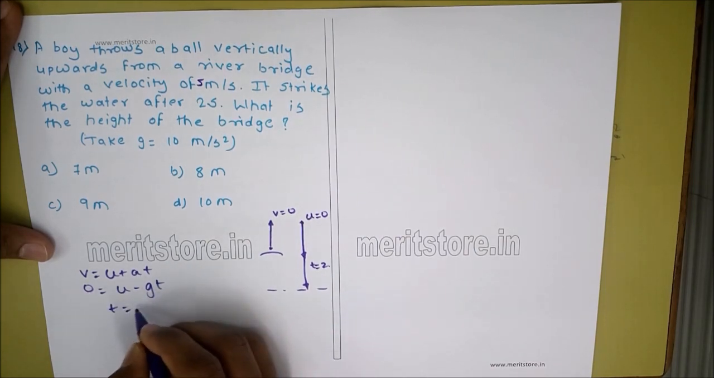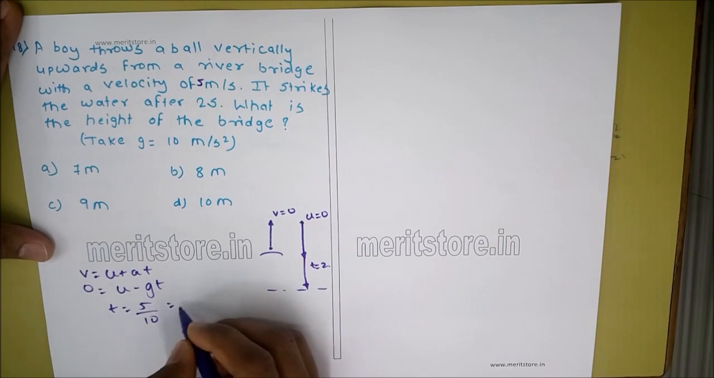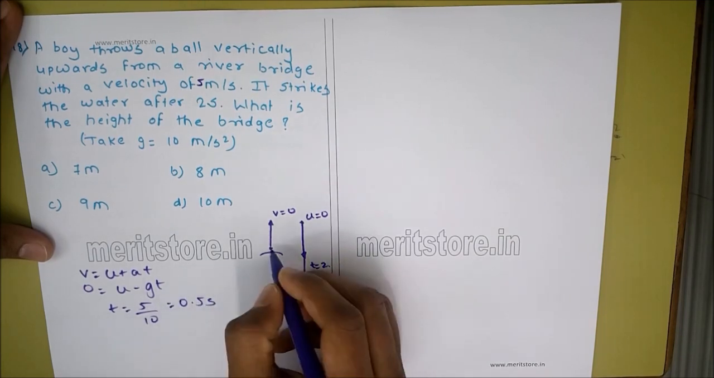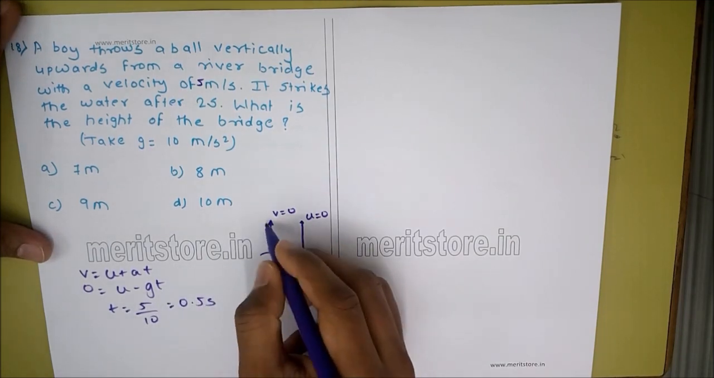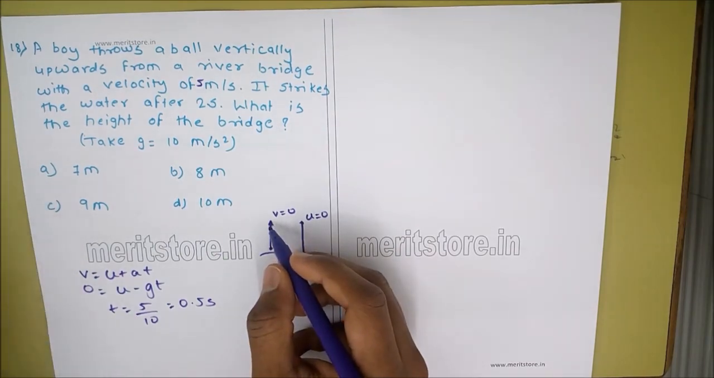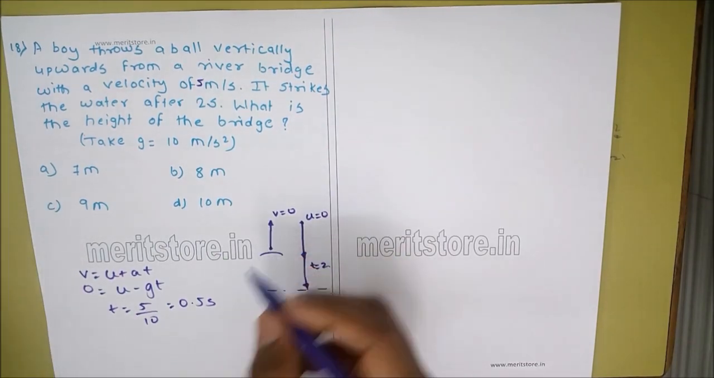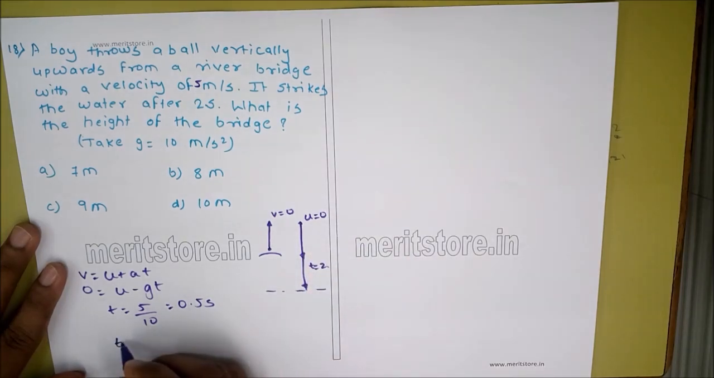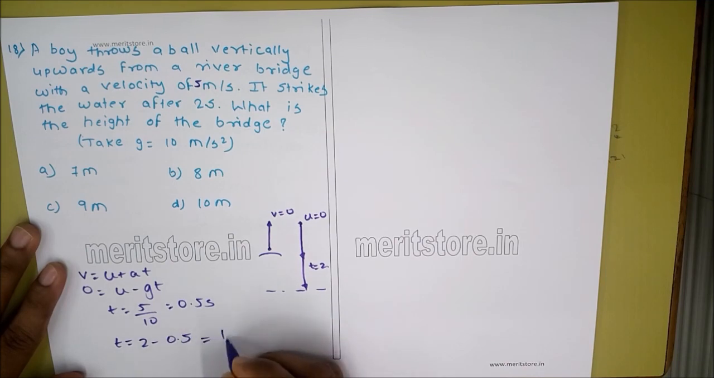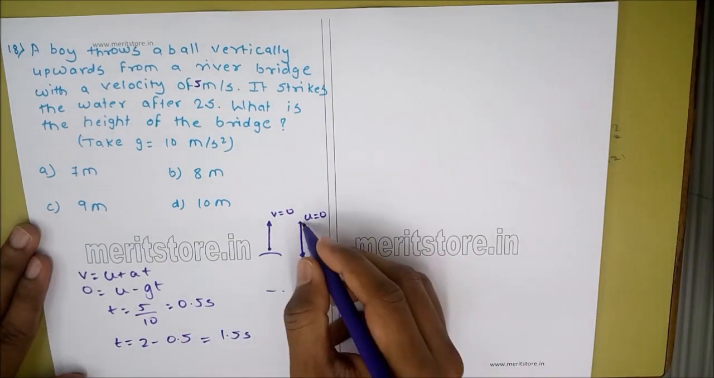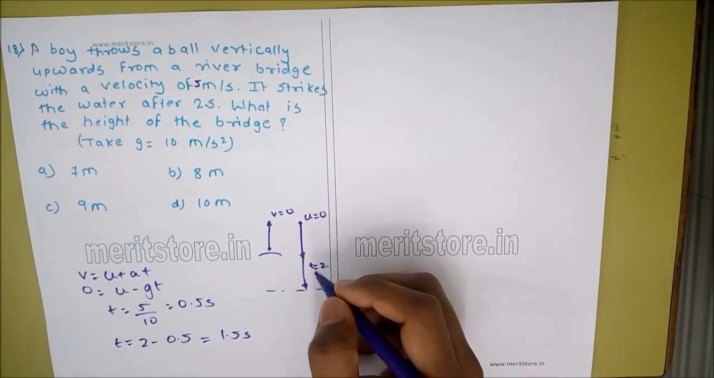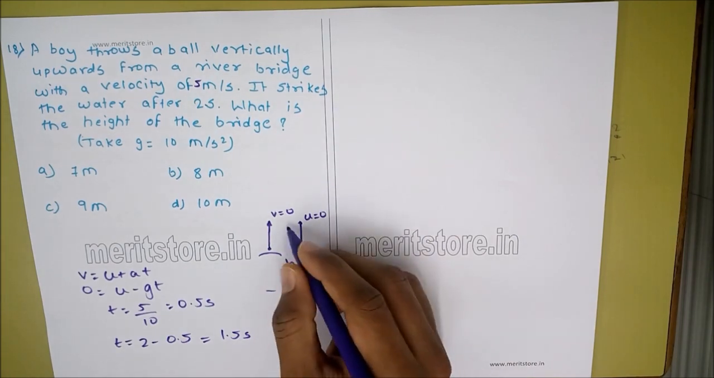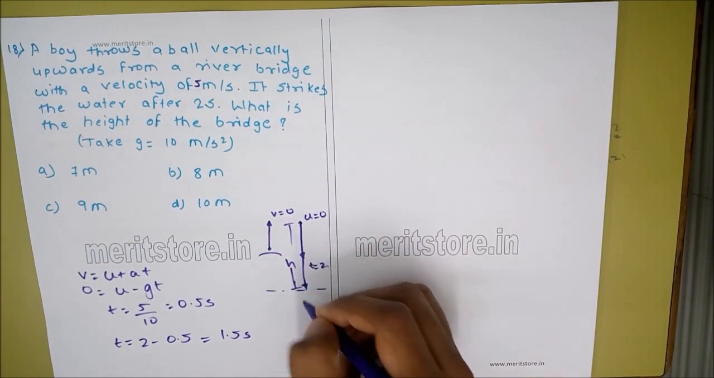So t is equal to 5 by 10, which is 0.5 seconds. So that ball took 0.5 seconds to reach a final speed of 0. Now from there on it falls in the remaining time, which is 2 minus 0.5, which is nothing but 1.5 seconds. So in the remaining time of 1.5 seconds, the body falls through a height h before reaching the water surface.